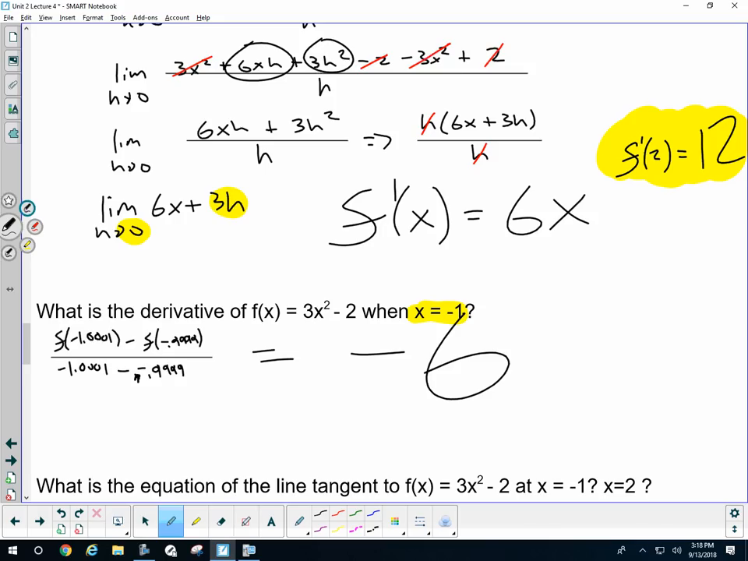-6. Why? Because we have an equation that gives me the tangent slopes of 3x squared minus 2 anywhere. How did I get -6? I just plugged it in to f prime.